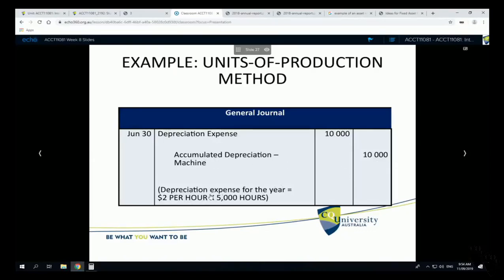And again, show our workings in our narration. So in an exam, if you get questions about depreciation and calculating your methods of depreciation, make sure you show your workings. Always show your workings.